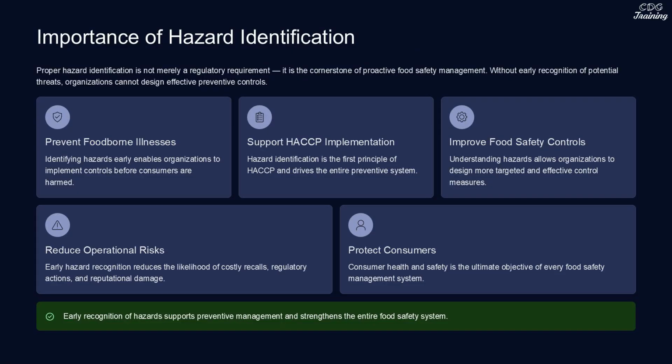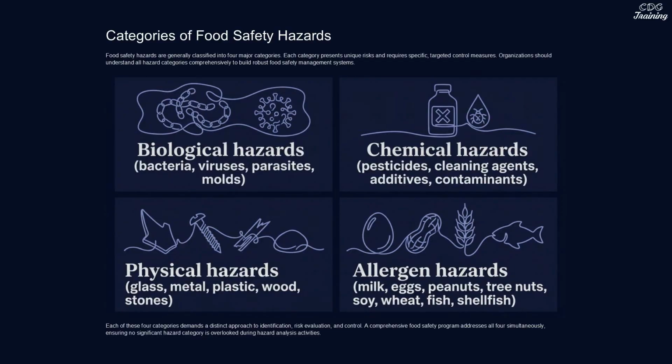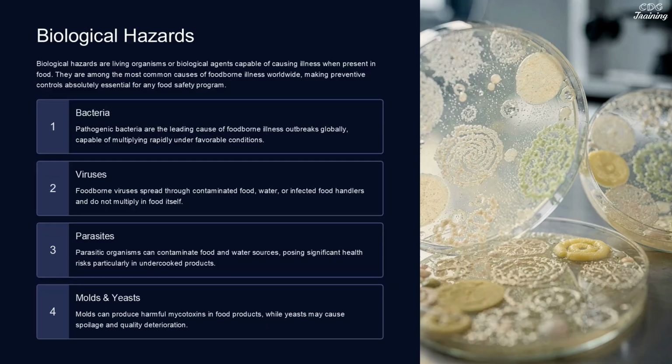Proper hazard identification is essential for preventing foodborne illnesses and supporting effective food safety controls. Food safety hazards are categorized into biological, chemical, physical, and allergen hazards, each requiring specific management strategies. Biological hazards include bacteria, viruses, parasites, and molds, which are critical to address in food safety management.